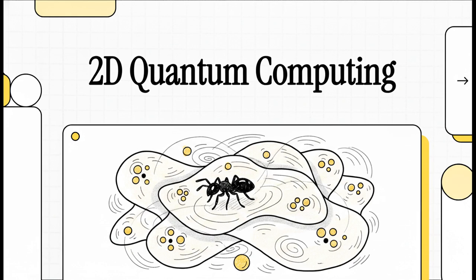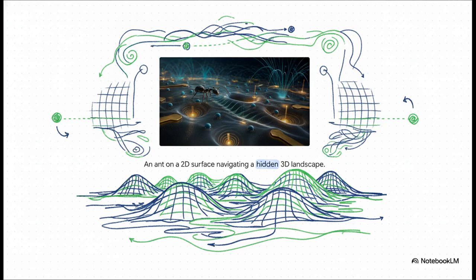And why does this matter? Well, mastering this terrain is absolutely crucial for unlocking the stable, error-free quantum computers of the future. Picture an ant living its whole life on a flat 2D plane. From its perspective, it's just dealing with simple left, right, forward, and backward movements.